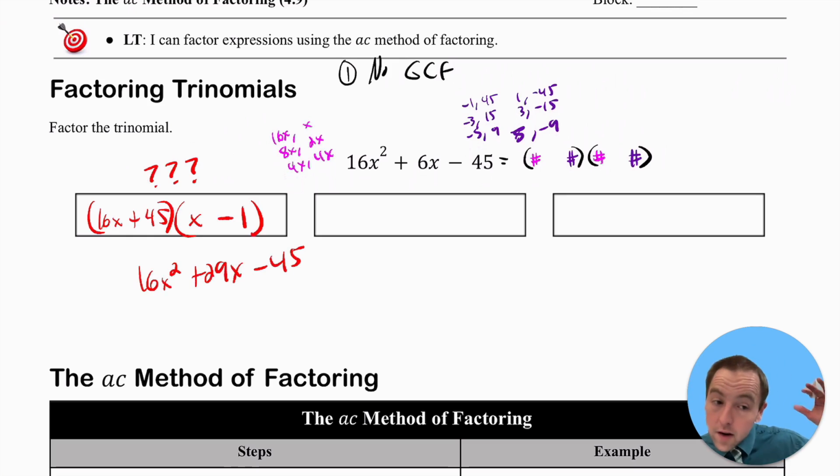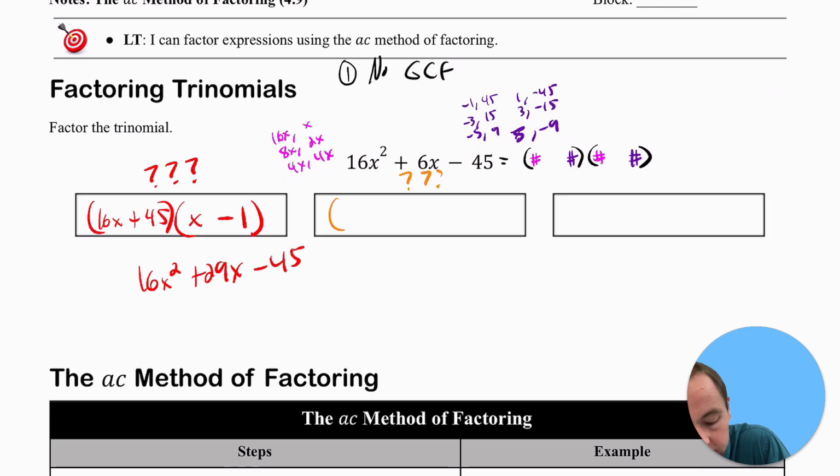Then you might try, instead of positive 45, negative 1, negative 45, positive 1, or switch them to the other groups. You might try the 3 and 15, 5 and 9. If none of that works, then the 16x and x isn't going to work. So you'd have to try a different strategy, right?